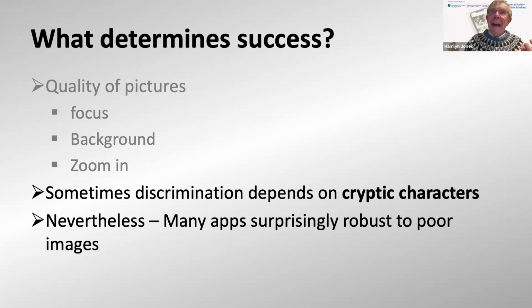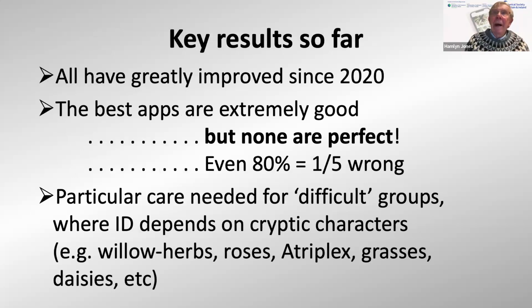So even if you do take bad pictures, there's a reasonable chance you might get something useful. But sometimes you may not be able to see the characters that are in keys to distinguish species, for example, the ridging on the seed or whatever, as in Valerianellas. But the apps will sometimes pick up some other character which we don't know about to get to the right species. And apps are surprisingly robust.